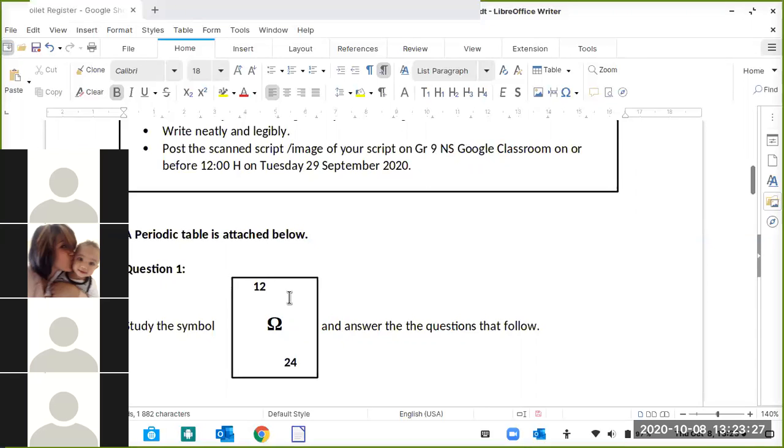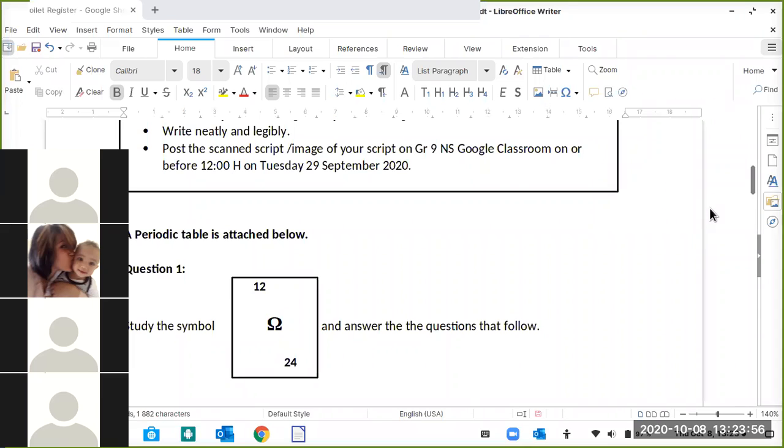So in this case, the two numbers are in the correct position. We have the atomic number at the top and the atomic mass at the bottom. But the symbol that has been used there is not the correct symbol, right? So whenever you are looking at the element, you have to quickly go to the periodic table and verify the information before you start answering questions. So it's very, very important.